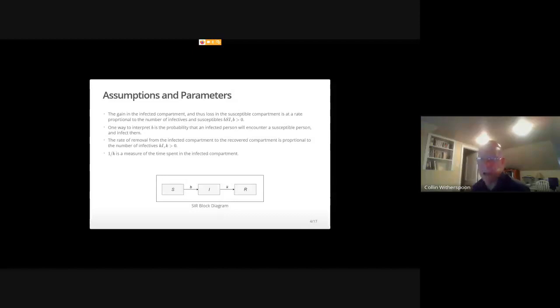The number of people that are infected, some proportion of them will move out of the infected compartment into the recovered compartment, okay? And K needs to be greater than 0. 1 over K is a measure of the time spent inside the infected compartment. So basically if it's in days, then 1 over K is the number of days you are infected. All right, so to talk about these in terms of modeling an actual pandemic going on, K is something you can know relatively soon.